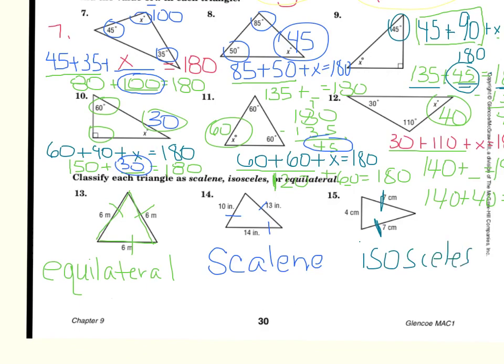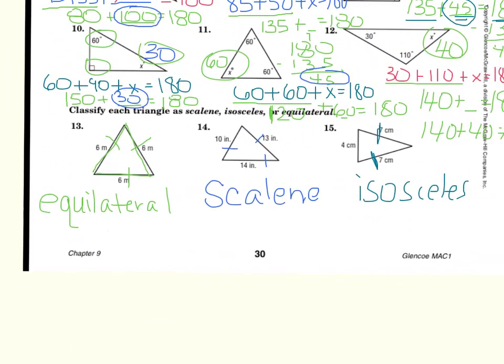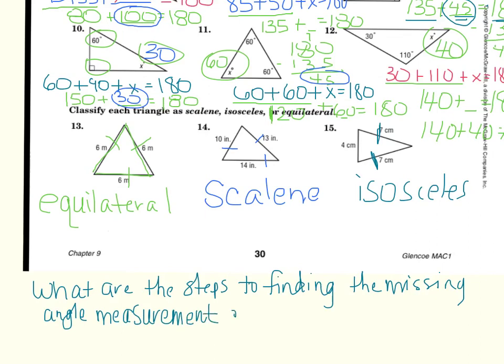So now you should be able to answer your guiding question, which was, what are the steps to finding the missing angle measurements in a triangle? Put this in your summary. What are the steps to finding the missing angle measurement of a triangle? The end.